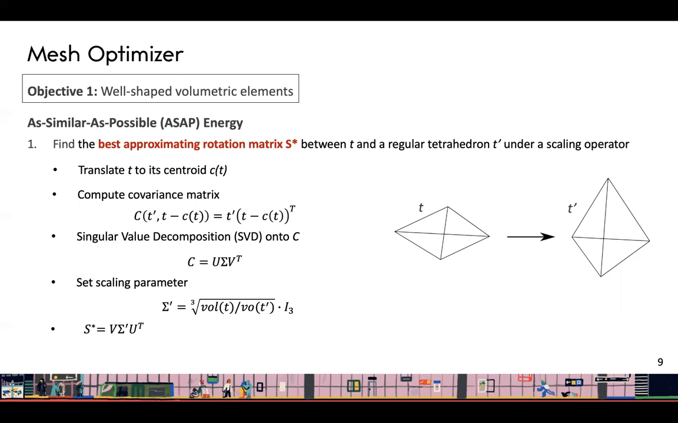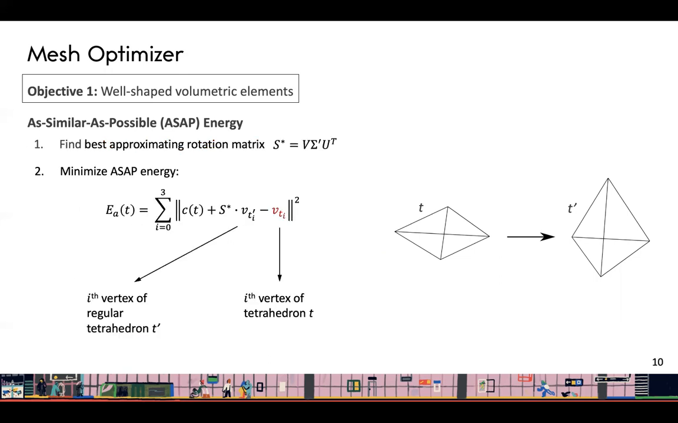Using the matrix, we can define our ASAP energy. We minimize the difference between the current vertex coordinates of T and the rotated and scaled T prime. The variable to optimize is VTI, the vertex coordinates of T.